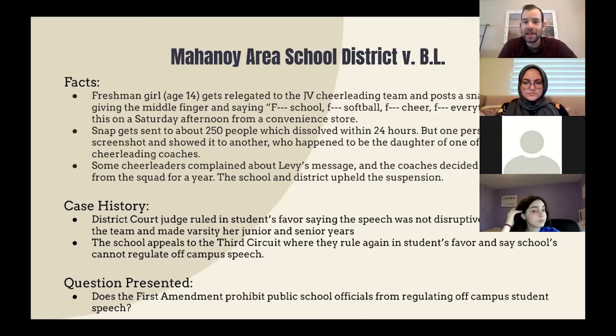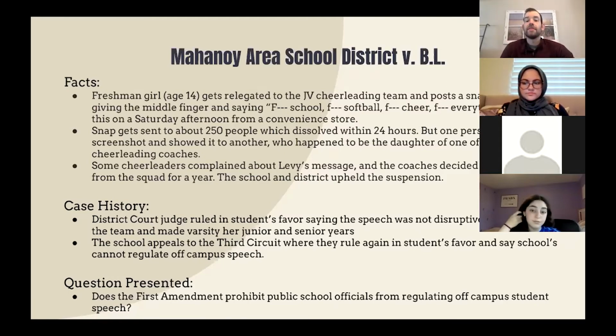Well, the school didn't like that, right? The school wants to set a precedent that they can actually prohibit this kind of speech off campus. And so the school appeals that decision. They appeal to the Third Circuit Court. So this is the second level of courts before we get to the Supreme Court. The school appeals here, but they lose again. So this is the second time the school loses. The Third Circuit rules in favor of the student, making a really broad ruling, saying that the school can't regulate off-campus speech.